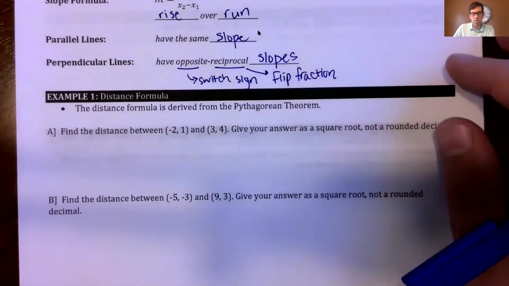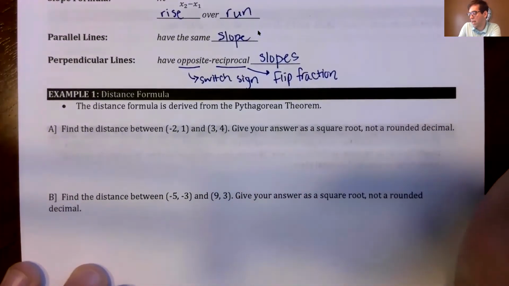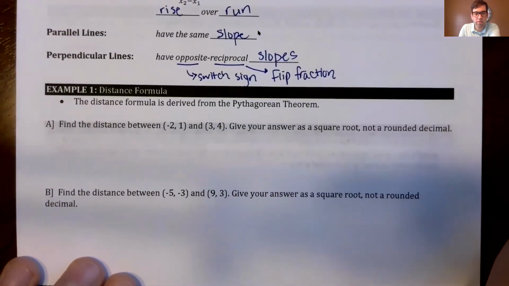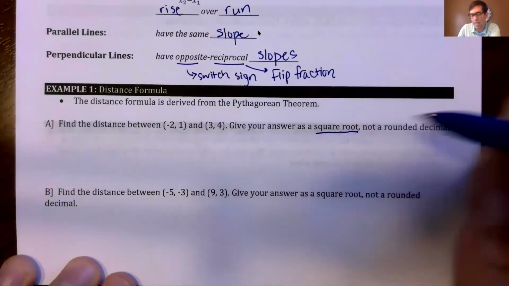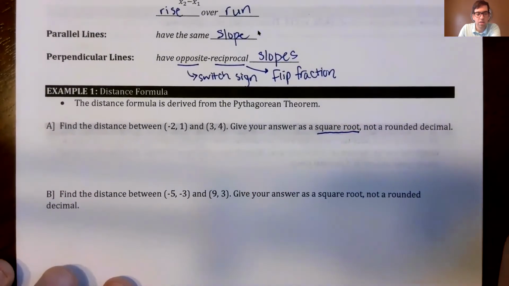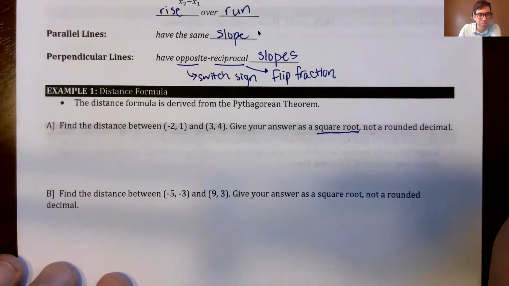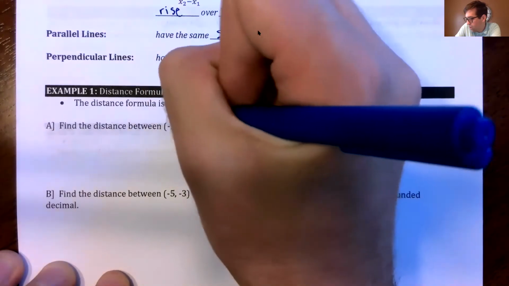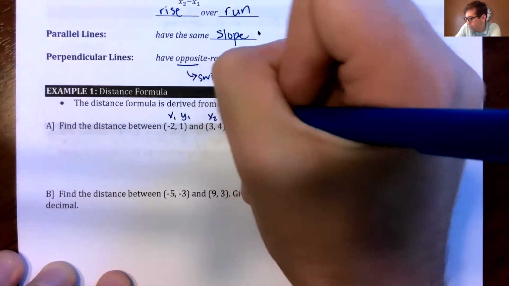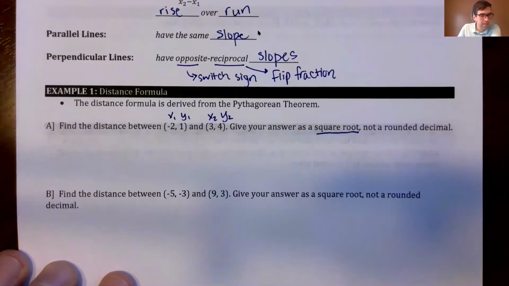But let's try it. Okay, find the distance between -2, 1 and 3, 4. Give your answer as a square root, not a rounded decimal. So that's where that square root comes in that we were talking about with what you already know before this lesson. We're going to label these points as x1, y1, and x2, y2. And then we're going to plug them in.